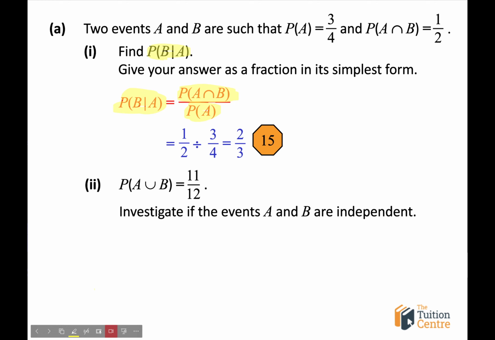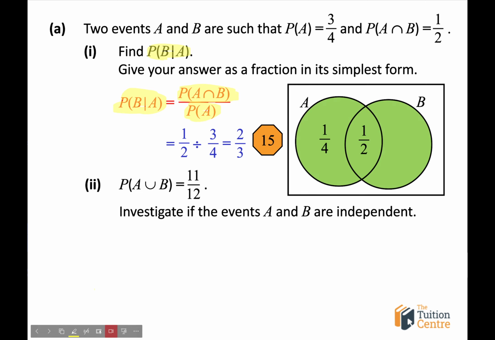It then says, part 2 says A union B is 11/12, and if we remember back from first year sets, that's just A or B or both is 11/12. So with a bit of maths we can figure out that this part here is 2/12, since 1/4 would be 3/12, 1/2 would be 6/12, and obviously 3 plus 6 is 9, plus the 2 gives you the 11. Of course we can simplify that down to 1/6.